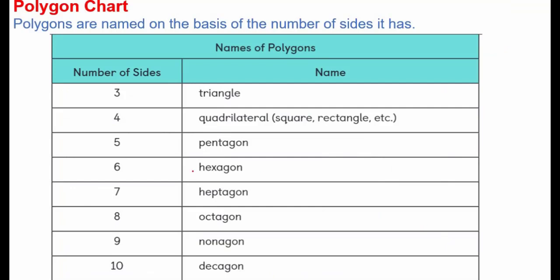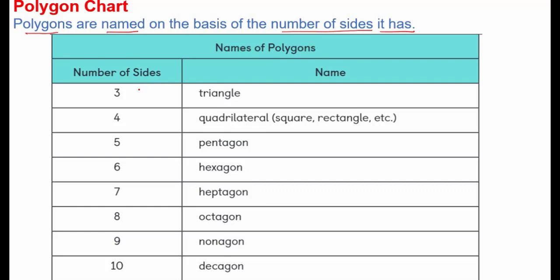Yes, here is the polygon chart. Polygons are named on the basis of the number of sides it has. On which basis? Based on the number of sides it has. Polygons are named on the basis of the number of sides it has.